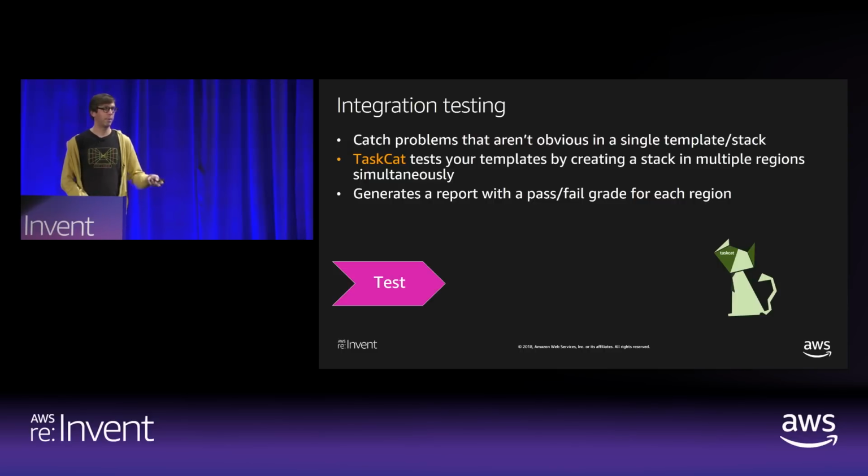Or, oops, I want to deploy this template and it turns out someone else has already deployed it and there's already an export with that name, right? These are things that you can't find just from the code. You have to actually go and deploy them somewhere. And so that's where TaskCat comes into the pipeline.